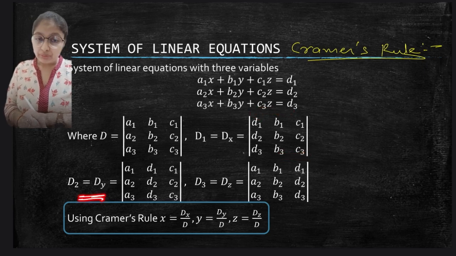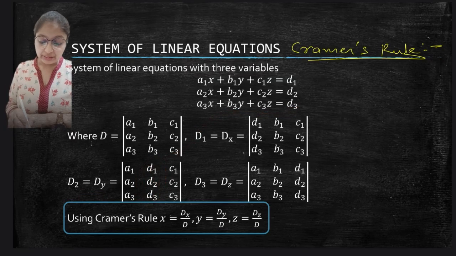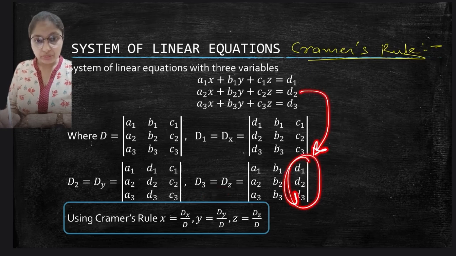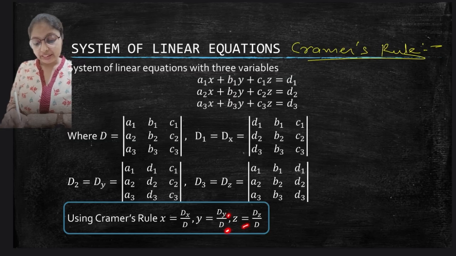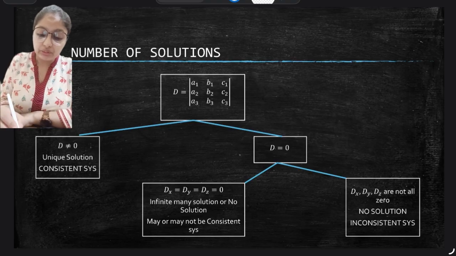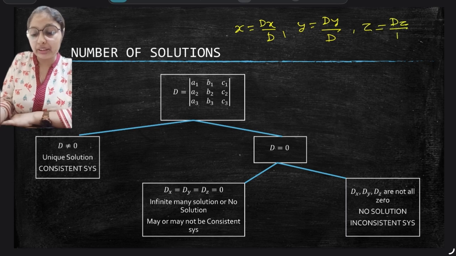d2 or dy, what do we mean? That the y coefficient column we are replacing with d1, d2, d3, the remaining two will be the same. d3 or dz, what do we mean? That the third column we are replacing by d1, d2, d3, and the remaining two will be the same. Then by Cramer's rule, what can we say? That x will be dx by d, y will be dy by d, and z will be dz by d.